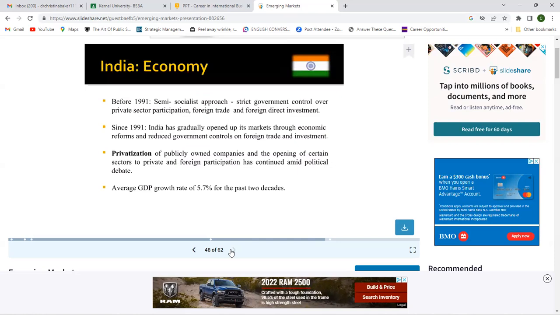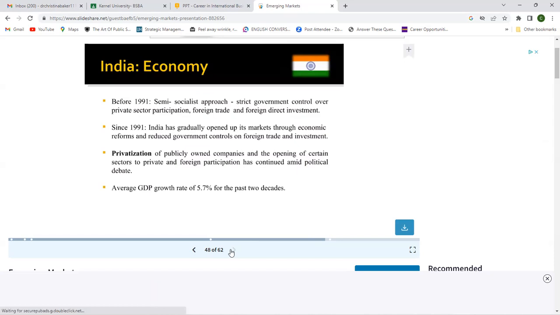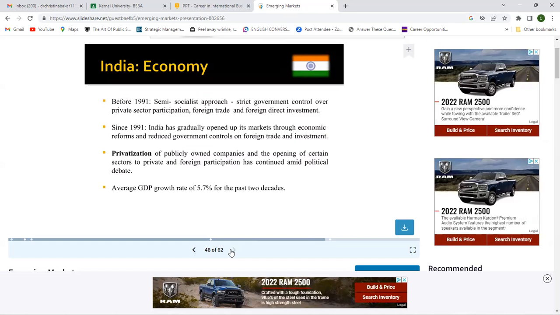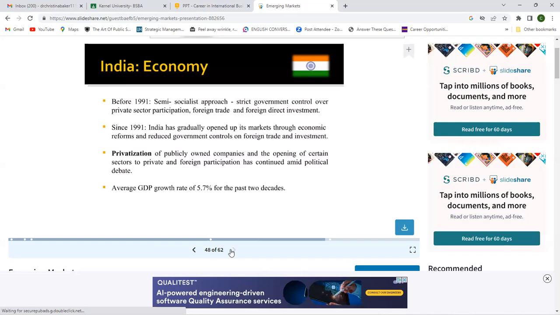Before 1991, there was a semi-socialist approach, with strict government control over private sector participation, foreign trade, and foreign direct investment. Since 1991, India has gradually opened up the markets through economic reforms, reduced government control on foreign trade and investment, privatized publicly owned companies, and opened certain sectors to private and foreign participation, which continued amid political debate. Average GDP growth is about 5.7 in the past 2 decades.